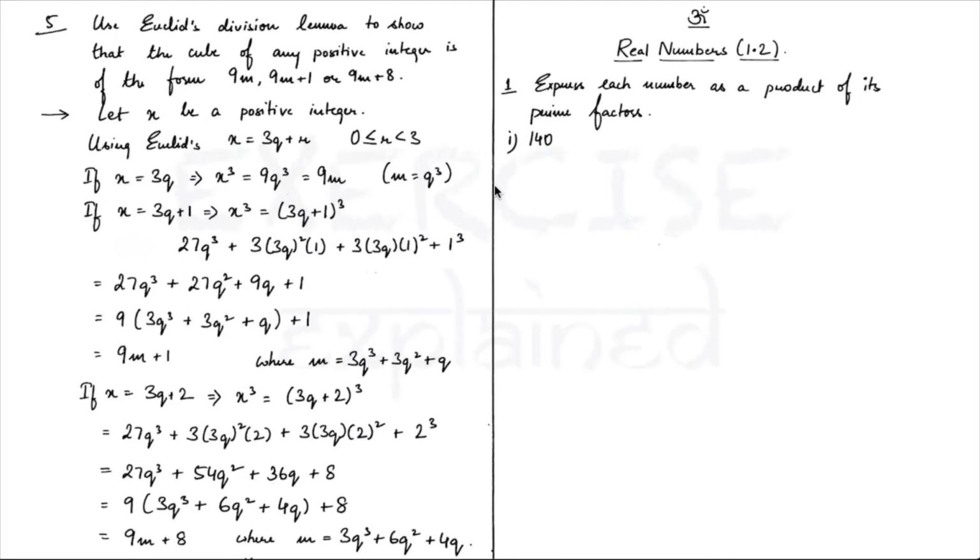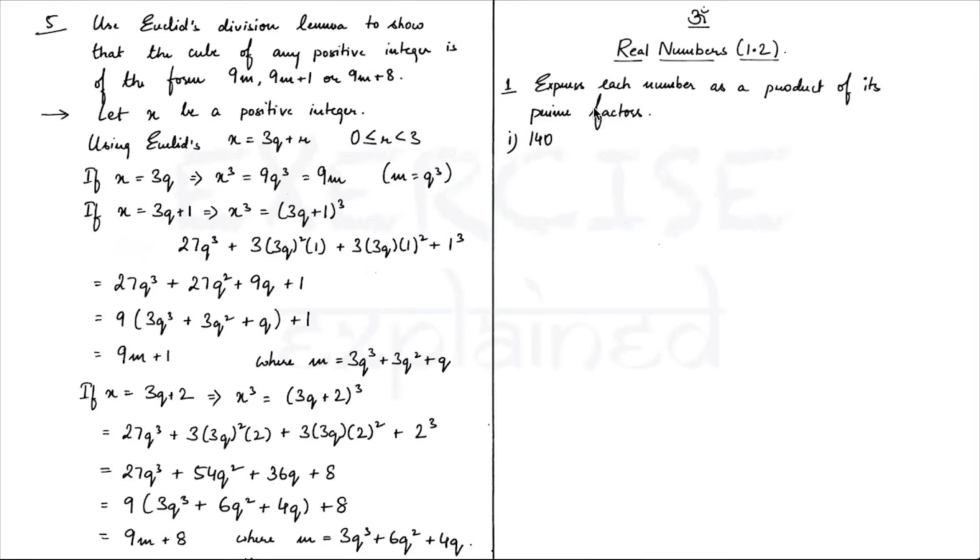So today we will be completely solving the first chapter of NCERT textbook, that is real numbers. In this video I am going to do the exercise 1.2 of it. So without any further delay, let's make your questions sound simple. Exercise 1.2, real numbers. Express each of the number as a product of its prime factors.